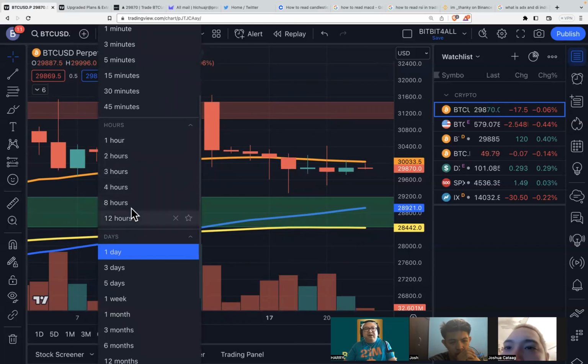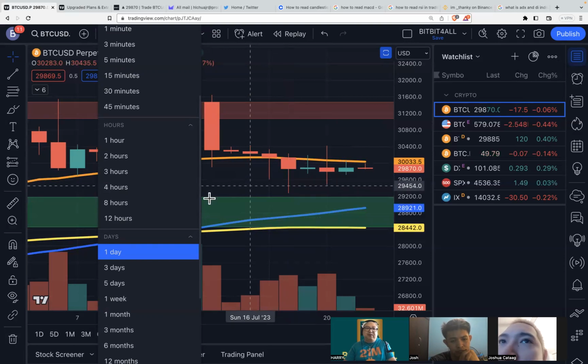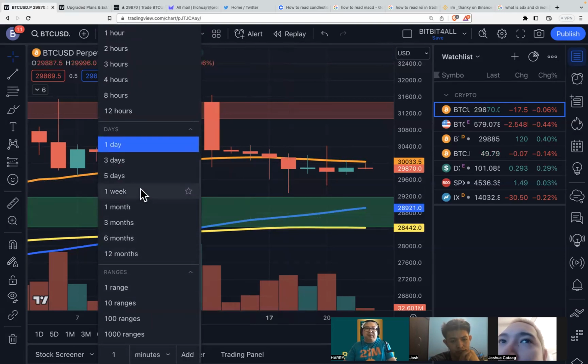Itong 3, 8, 12, usually, yung 8 at saka 12, usually, pareho lang sila ng movement ng 1 day. Yung 2, 3, usually pareho lang ng movement ng 1 hour. So, they will stick to 1 hour, 4 hour, 1 day. Yun lang ang ginagamit ko for basic daily trading. But sometimes it's also good to look at big pictures like 1 week and 1 month.